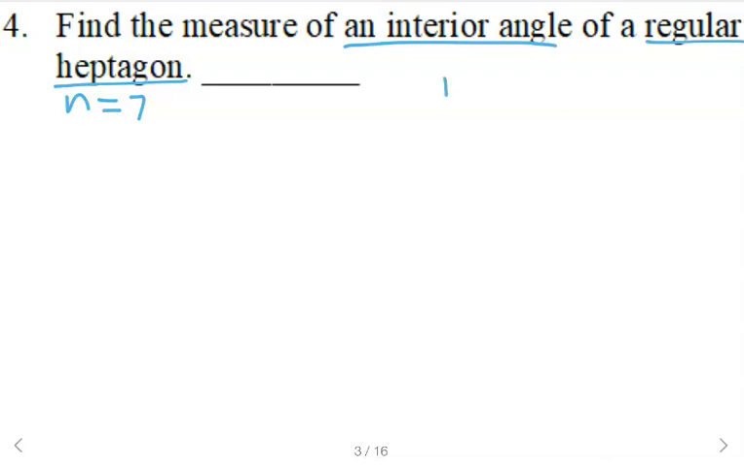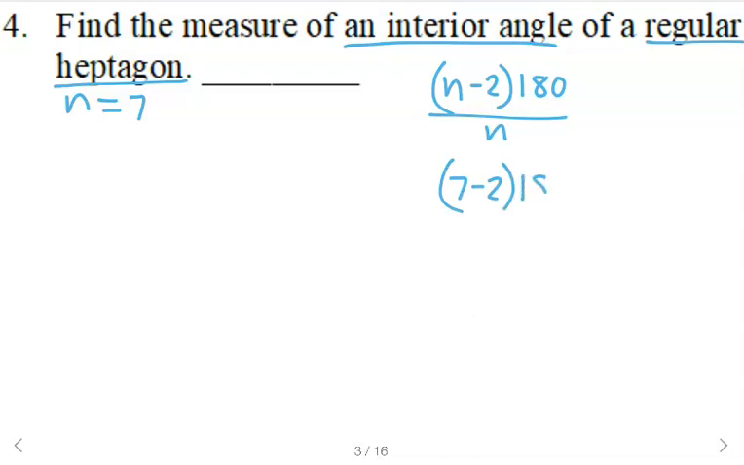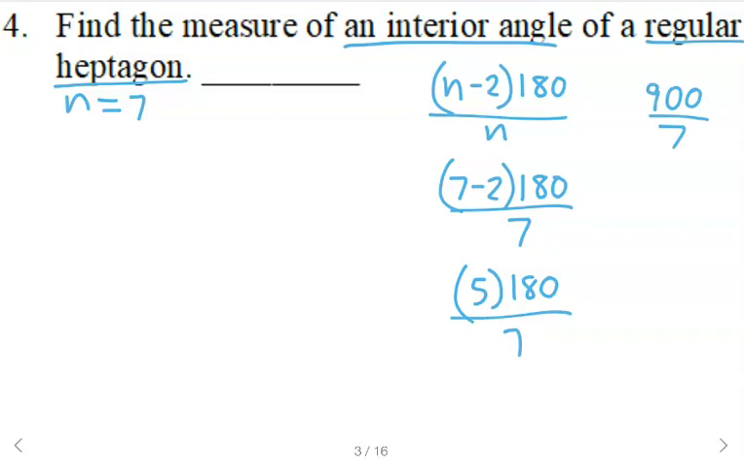So the sum of the interior angles is n minus 2 times 180. If we're trying to find each individual interior angle for a regular polygon, then we're going to divide that by n. And so we'll plug 7 in. 7 minus 2 times 180, and it's all over 7. 7 minus 2 is 5. 5 times 180 is 900, and then 900 divided by 7. So we get approximately 128.6 degrees.